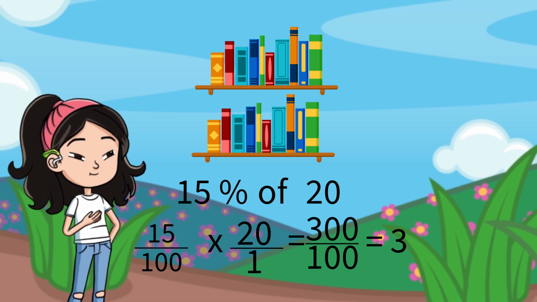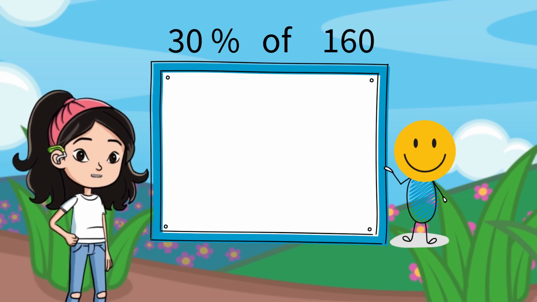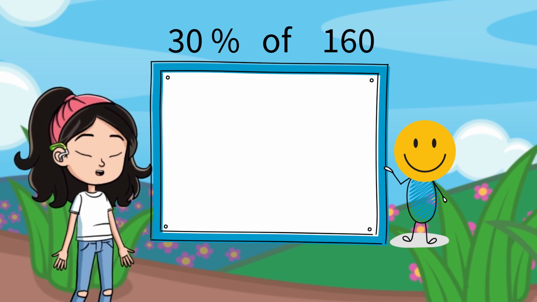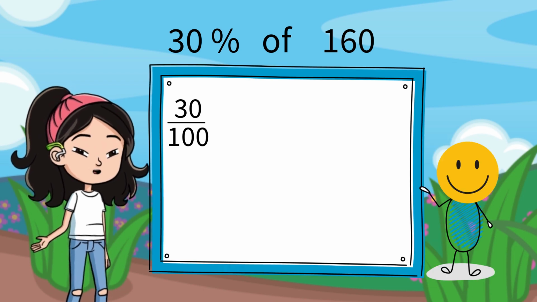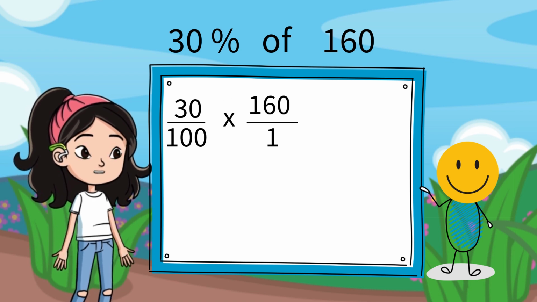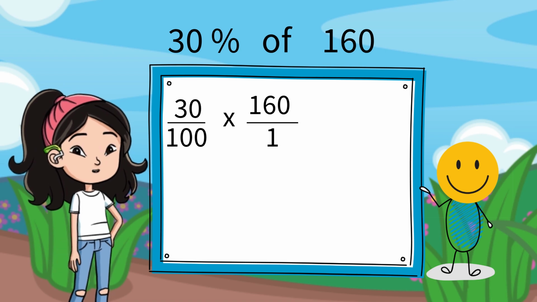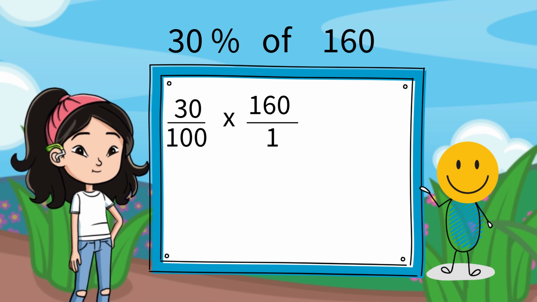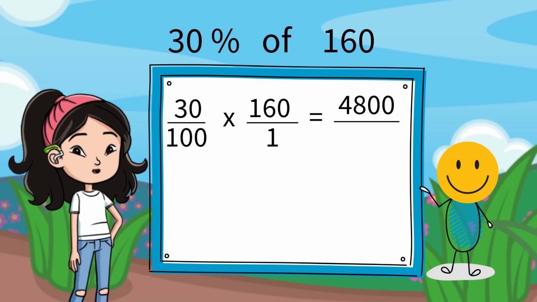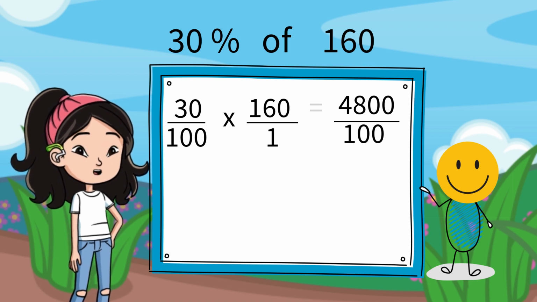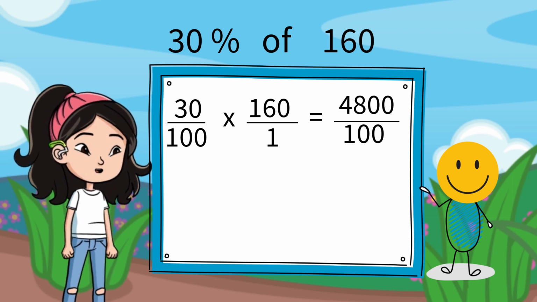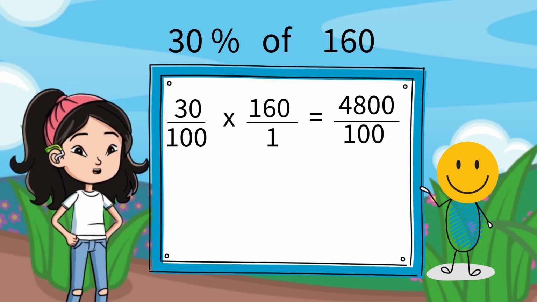Let's do another example. 30% of 160. First, change your percentage into a fraction. Next, change your of to multiplication and make the denominator of your whole number 1. Now let's multiply across. 30 multiplied by 160 is 4,800. And 100 multiplied by 1 is 100. Finally, simplify. 4,800 divided by 100 is 48.